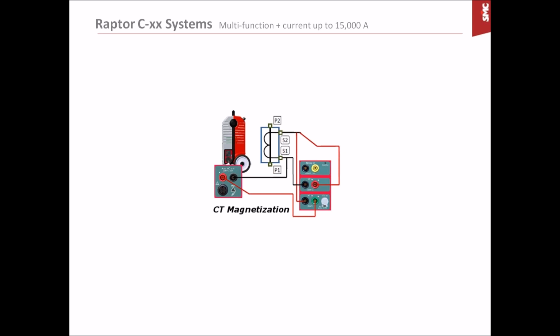When the saturation voltage is reached, the current in the secondary will start evolving in a different way. So it will be detected by the Raptor and it will be determined as the saturation voltage. Okay, let's go back here.